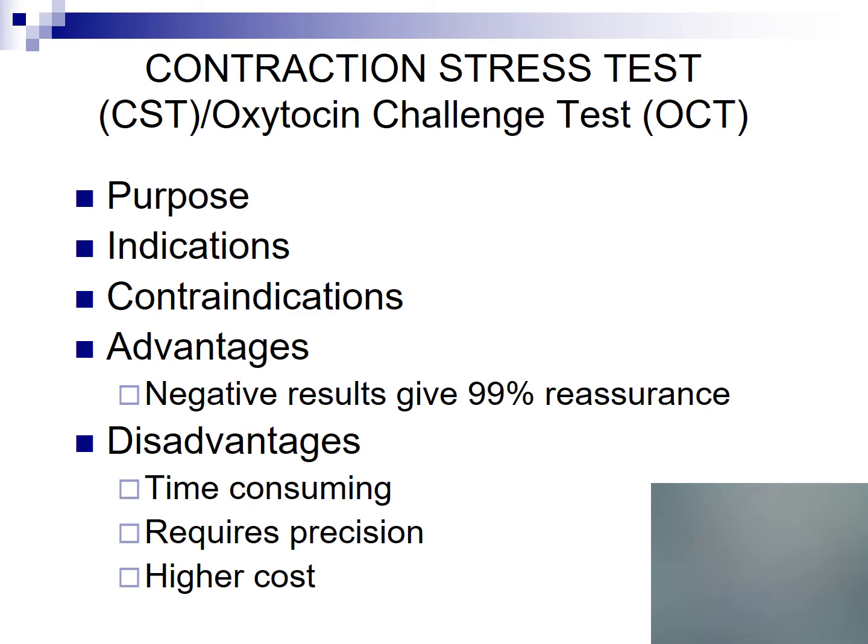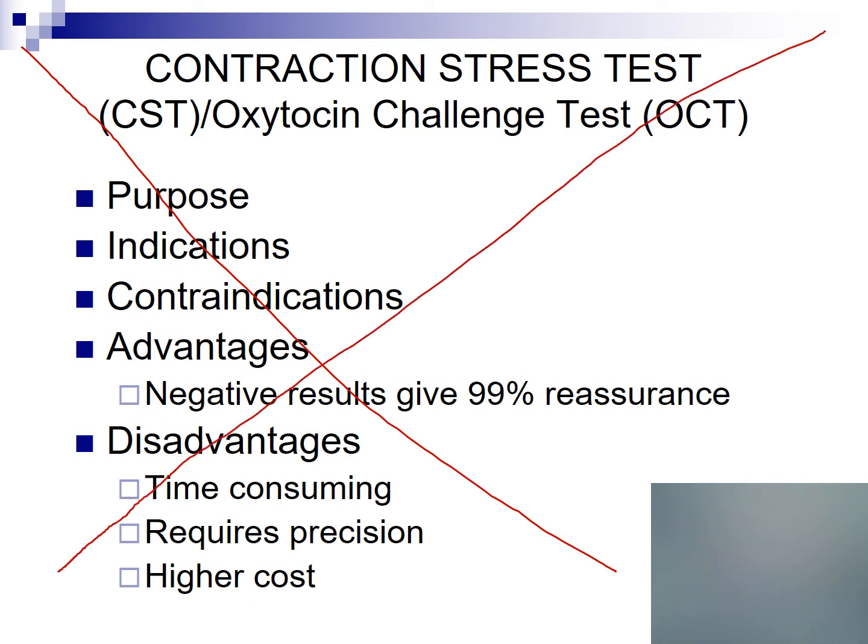This is an oxytocin challenge test or a contraction stress test. I'm not going to include this on your exam. I hope that if you saw this, you might be able to figure out what it is. The reason I'm not going to include it is because you just don't see them anymore. And the reason you don't see them anymore is because it can cause false results. Negative results, okay, can give you reassurance, but it has about a 50% chance of giving you the wrong result.